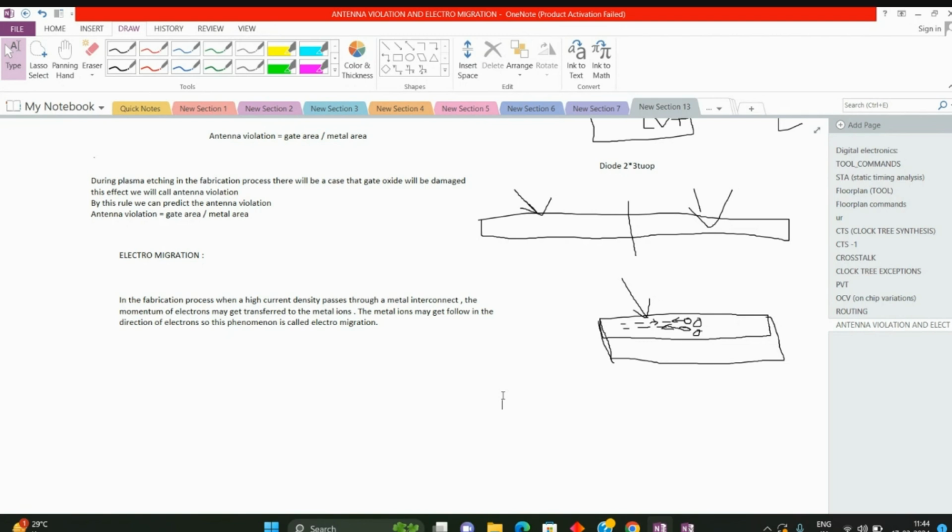One is we are adding the antenna diode, so that is a special case for the antenna violation. Another case, how to resolve the antenna violation means, that is the same, again we are breaking the net. So that is what the solutions are for everything. Even for the setup violations, or even for the DRVs, everything we are doing the same.